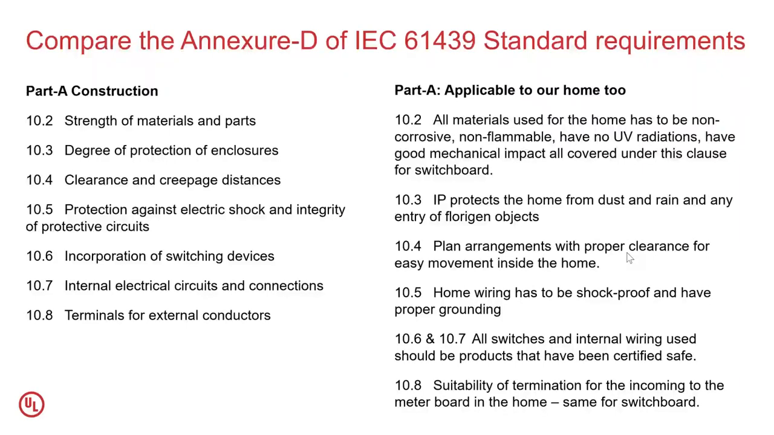Clear? Next one is degree of protection of enclosure. As I mentioned in my first slide, my house also has to be protected from two things. One is dust and rain, and no foreign particles should enter my home. For that, we have a mesh, correct? We put a mesh on the window. Why? Because foreign particles shouldn't enter my home. The same concept IEC also talks about in degree of protection of enclosure, where it is going to be protected from dust, rain, and foreign particles.